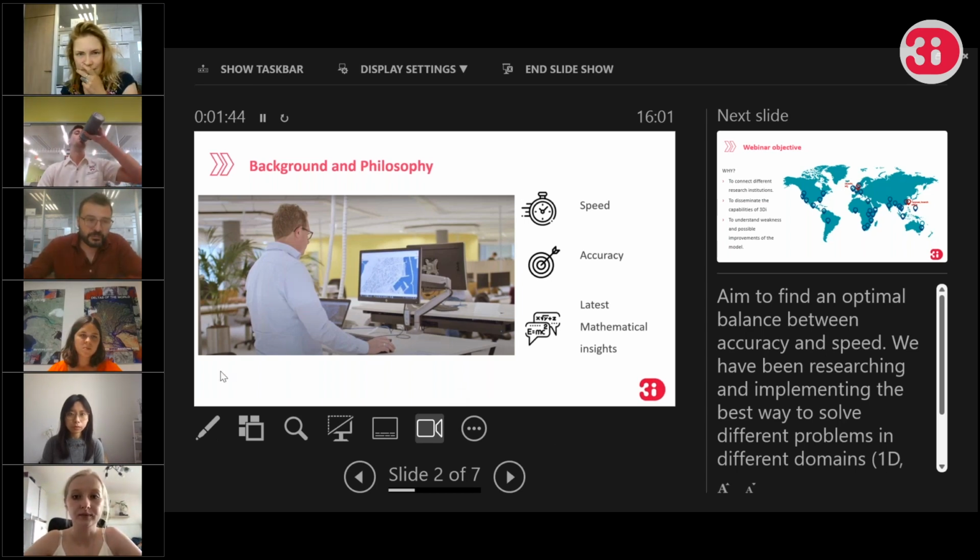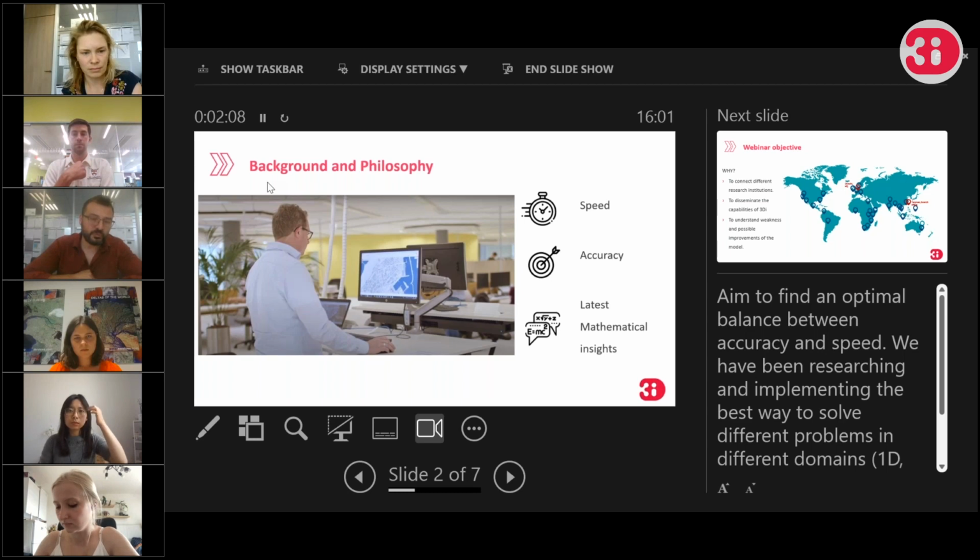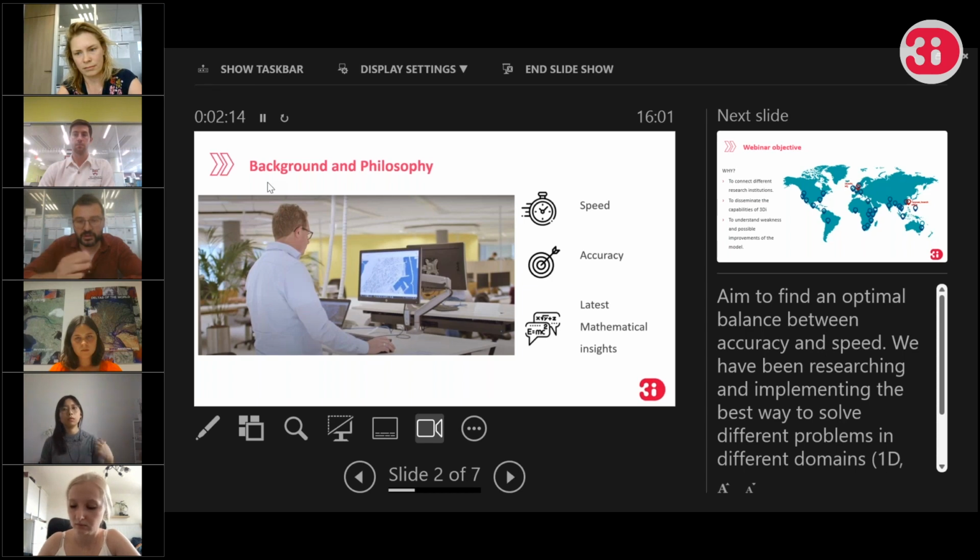As a philosophy for our hydrodynamic model, we are always trying to find an optimal balance between the accuracy and the speed of the hydrodynamic models. For doing this, we have been researching and implementing the best way to solve different kinds of problems in different domains. Examples of this are pure 1D models, 2D models, a combination of 1D and 2D, or also solving groundwater models. So this is our philosophy, to find a balance between accuracy and speed.